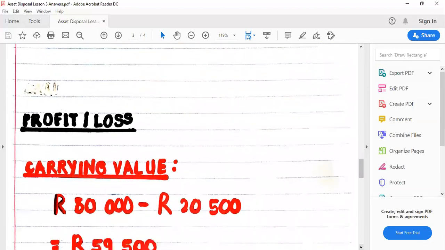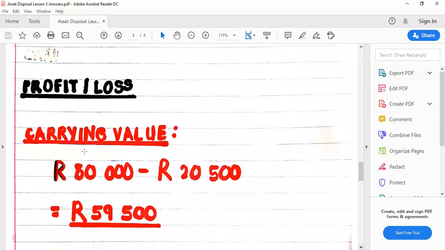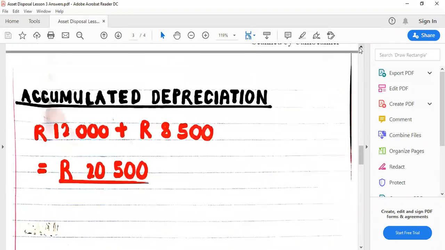And we've got it here. When you input that in your calculator, you get 59,500. So on the date of sale, which was the 1st of November 2009, the carrying value of the equipment was 59,500. Okay, so now we need to see, did we make a profit or did we make a loss? So we go back to the question now. We need to see what was our selling price.